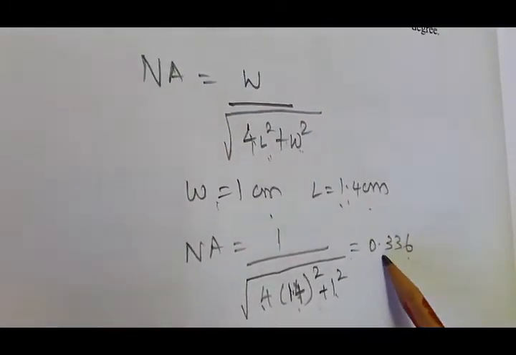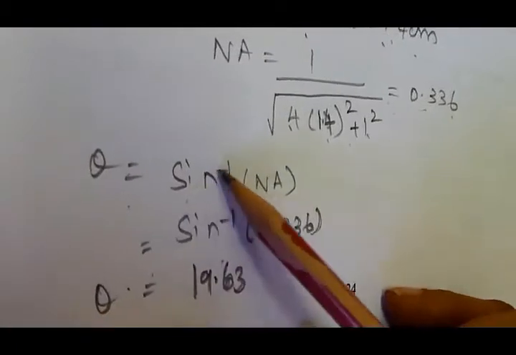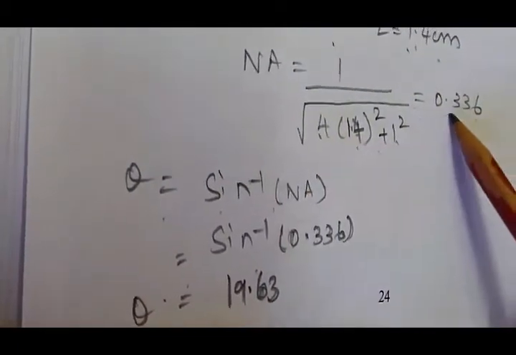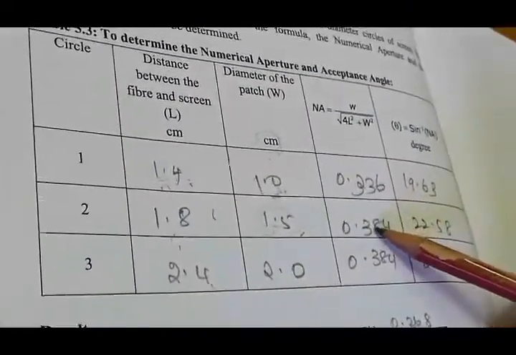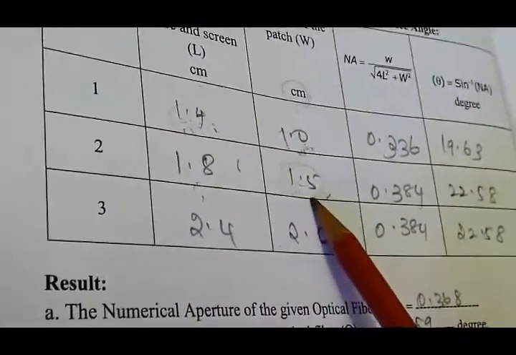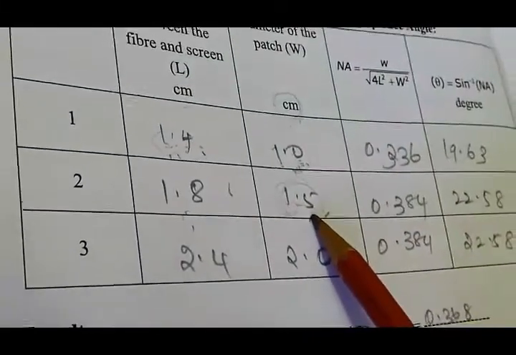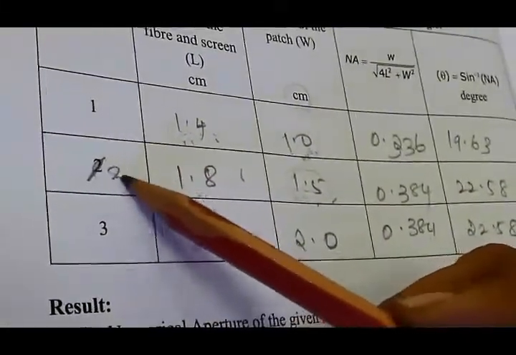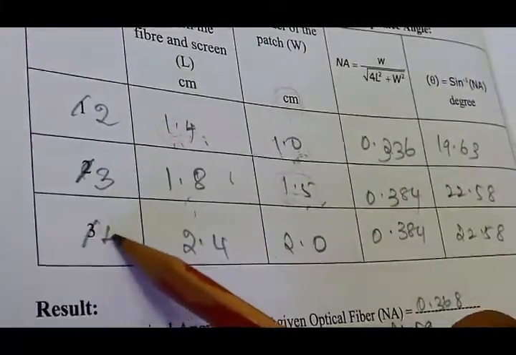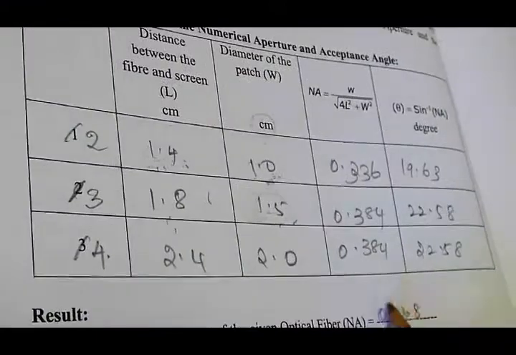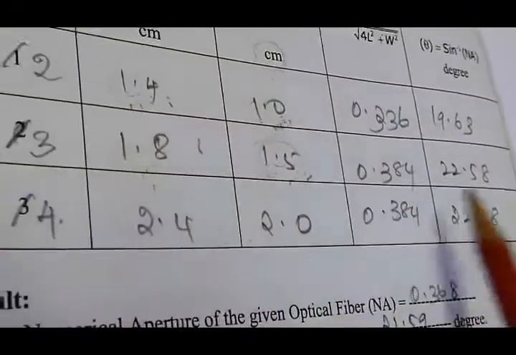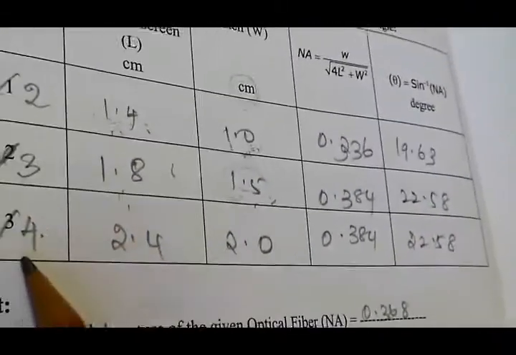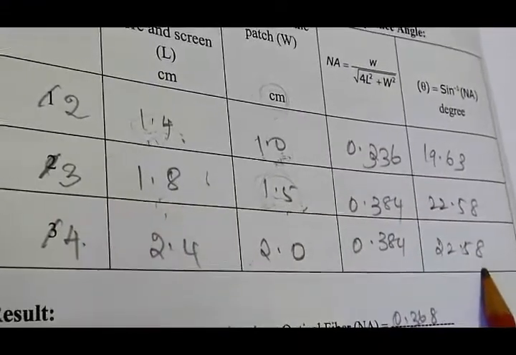Sine inverse of NA is the acceptance angle. So theta is equal to sine inverse of NA. In the place of NA, you have to substitute 0.336, which gives theta as 19.63. Similarly, the calculation has been done for the third circle, 15 millimeter in diameter, 1.5 centimeter. I have arrived at 19.63 for the second circle, and for the third circle and the fourth circle I have arrived at 22.58 acceptance angle.